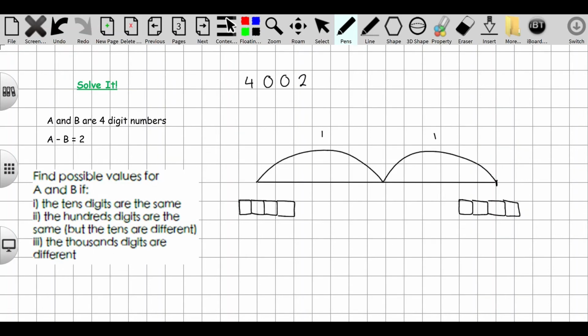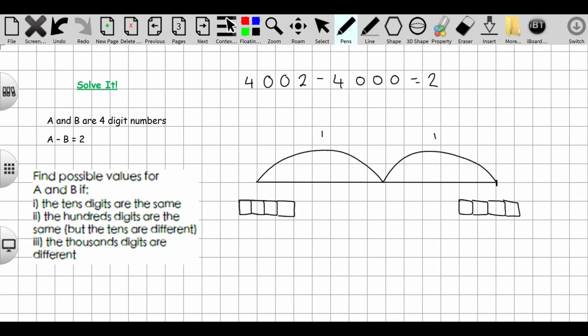Okay, when you reach Solve It, it says A and B are 4-digit numbers. A subtract B equals 2. Okay, so A is a 4-digit number, such as 4002. And if you subtract B, which is also a 4-digit number, it will equal 2. So let's think. 4002 subtract what will equal 2? Well, if I just put 4,000, if I count 2 steps backwards, that will be the answer.